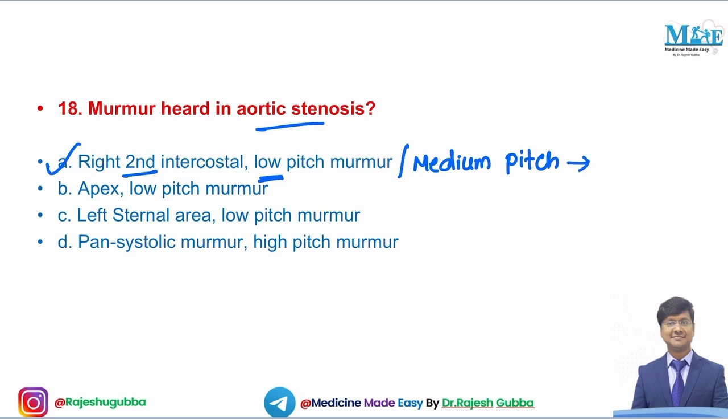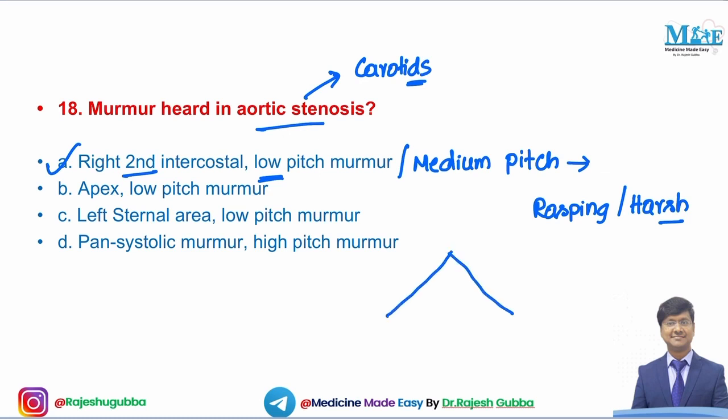What will be the character of this murmur of aortic stenosis? It is rasping or harsh in character. The murmur of aortic stenosis radiates to the carotids. The configuration of the murmur in aortic stenosis is crescendo and then decrescendo. That is what you will have in aortic stenosis, a crescendo-decrescendo configuration. And coming to the apex low pitched murmur, right?